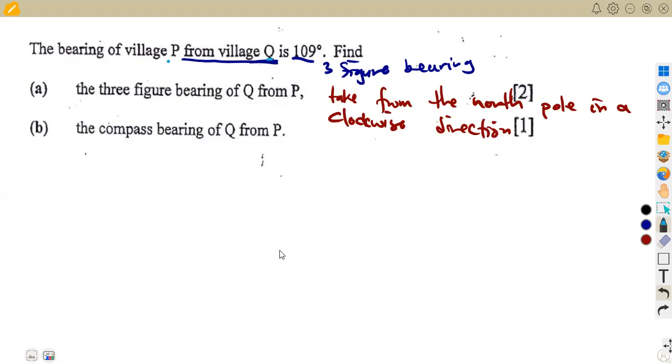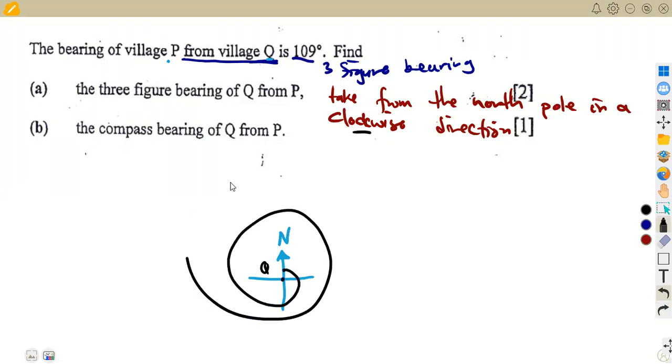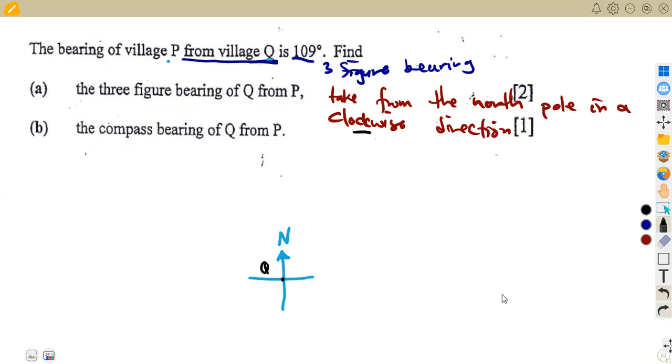where? From Q. So we are supposed to consider this our North Pole at point Q. So this is our North Pole from Q. The North Pole that we are having here is for Q. So you do not write the Q inside, just write Q aside. So this is our point Q. So we are going to take this 109 from the North Pole, going in the clockwise. So we are supposed to maintain this direction. This is our clockwise movement.